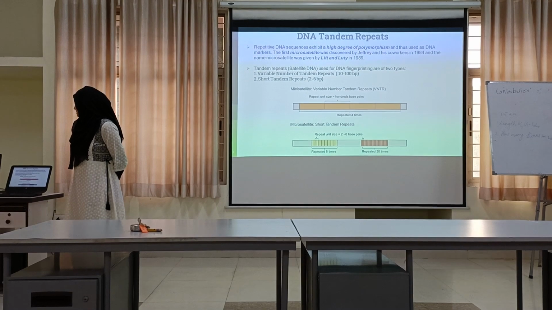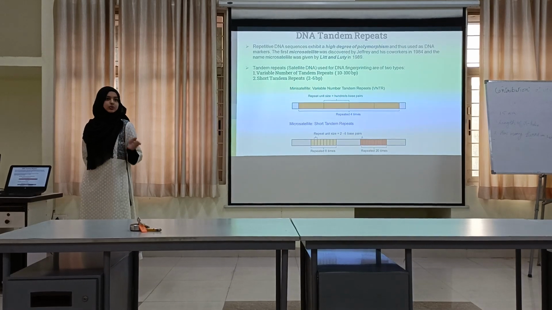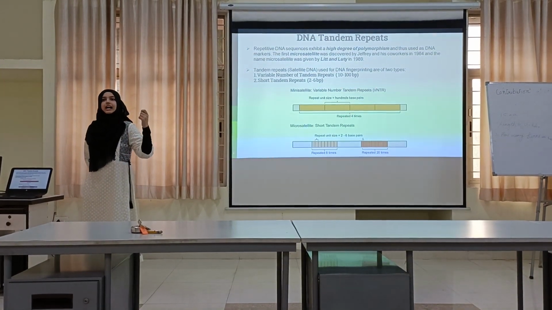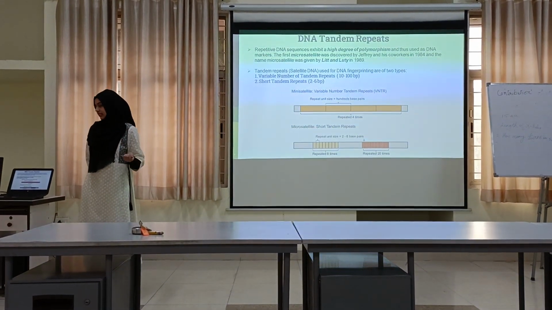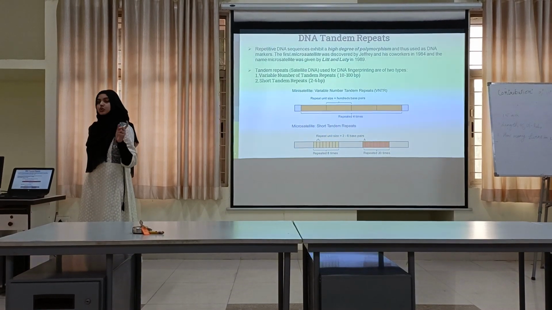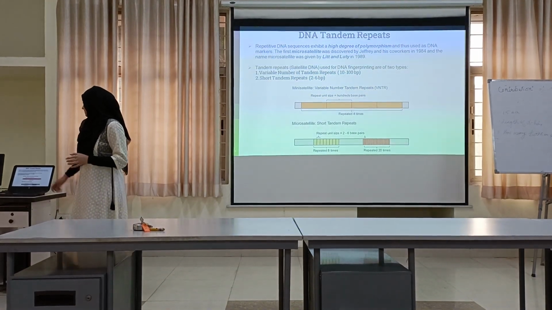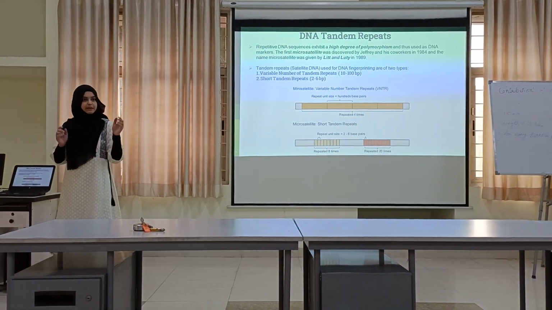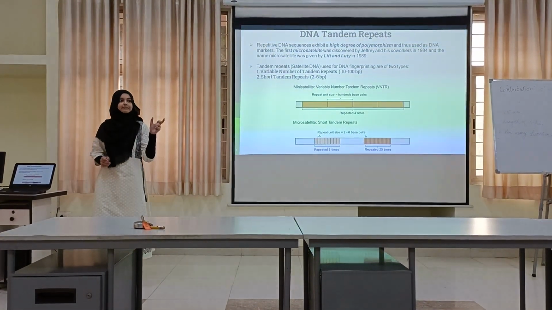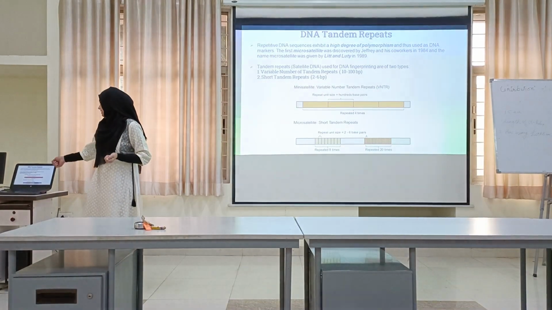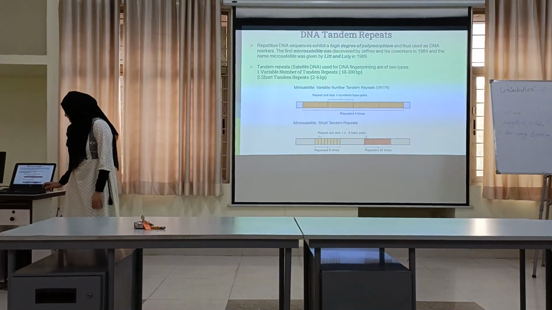Variable number of tandem repeats is a type of satellite DNA in which each repeating sequence has 10 to 100 base pairs which are repeated thousands of times. The other type is the short tandem repeats or the microsatellite, where each sequence is of 2 to 6 base pairs which are repeated about 5 to 200 times. So it is because of this polymorphism that repetitive DNA is used in DNA fingerprinting. And as a matter of fact, the first microsatellite was also discovered by Sir Alec Jeffreys, but was named by Luty and Litt in 1989.